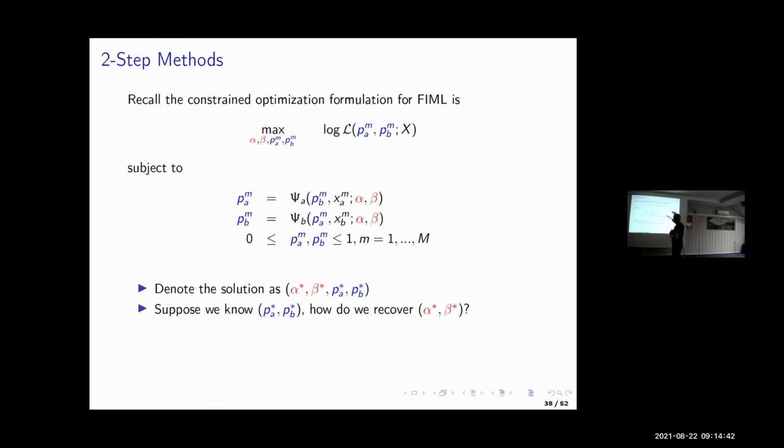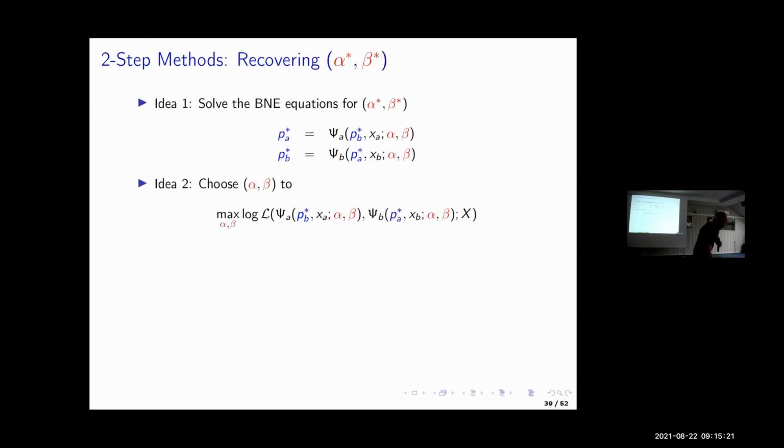Okay, so here's the idea. Here's the constrained optimization problem. Let's call the solutions for the parameters and the true equilibria, for the same thing, with a star: PA star and PB star. Suppose that we knew these, how could we recover the true structural parameters? Well, we could just substitute that in, hold those functions fixed, and only vary these and see if that's working. This is idea number one.